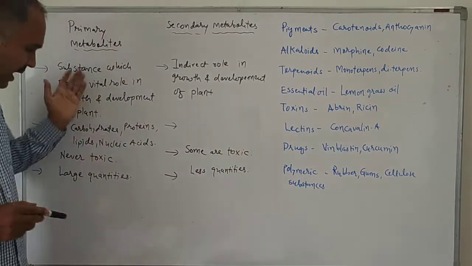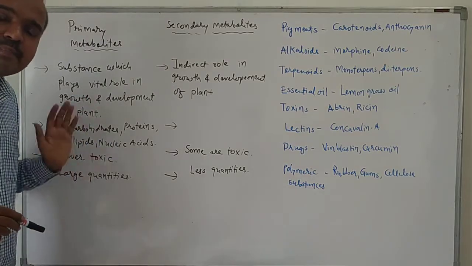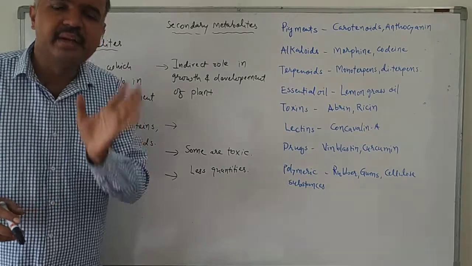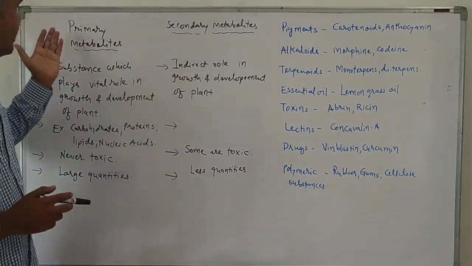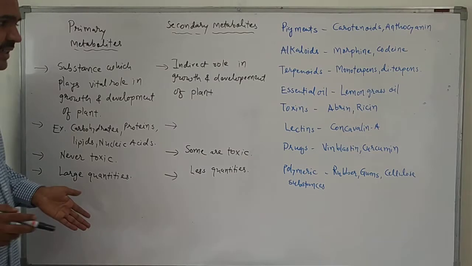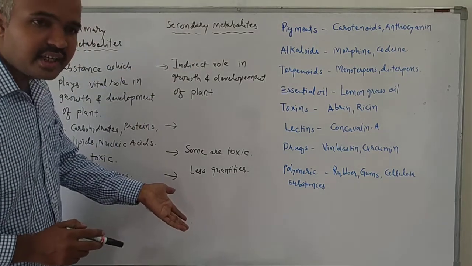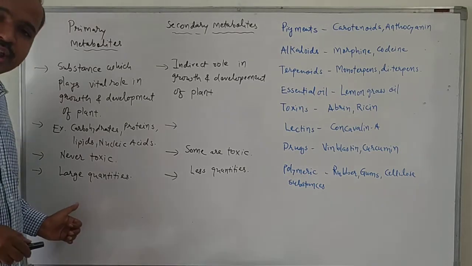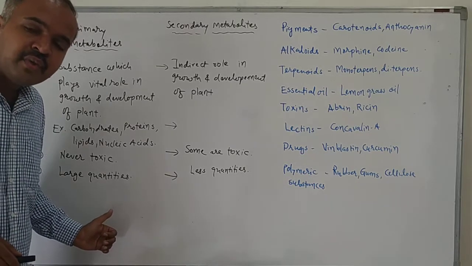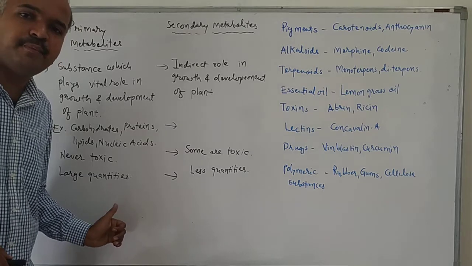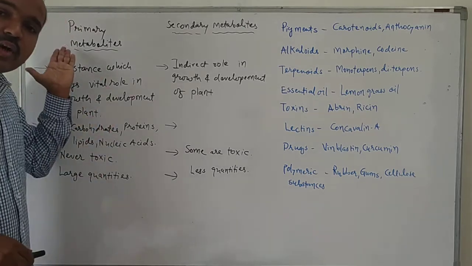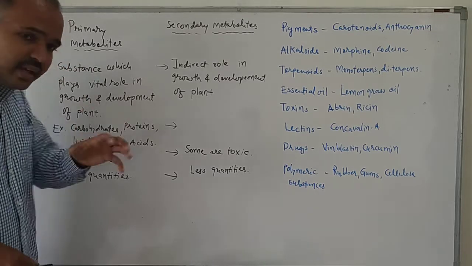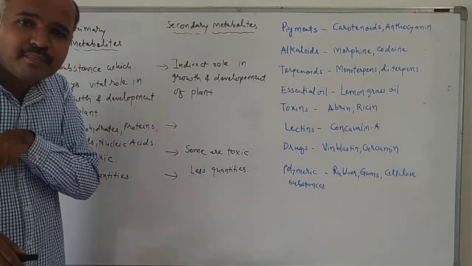Okay, the amount of primary metabolites is very high in the plant body, whereas the amount of secondary metabolites is very little in the plant's body. So their concentration is very high in the plant's body, and the concentration of secondary metabolites is less. The next point: as the concentration of primary metabolites is very high in the plant's body, we can easily extract them from the plant body.